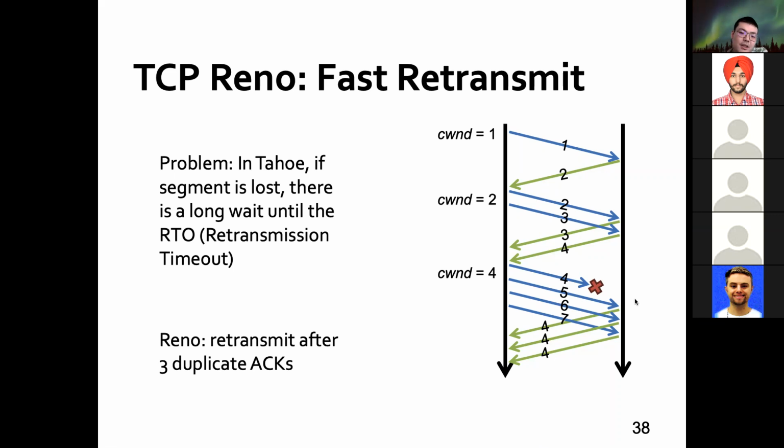Why don't we just retransmit on the first duplicate ACK? This is because sometimes you have an out of order packet, which means 5 arrives first, but then 4 arrives immediately after. So you should wait a while. The receiver waits, and once you get many confirmations that 4 is not received, then you retransmit.